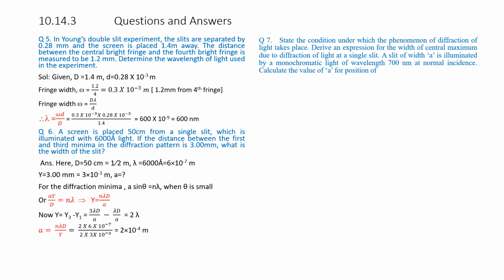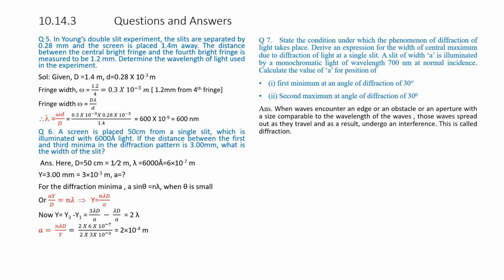Question number 7. State the condition under which phenomena of diffraction of light takes place. Derive an expression for the width of central maxima due to diffraction of light at a single slit. A slit with width a is illuminated by a monochromatic light of wavelength 700 nanometers at normal incidence. Calculate the value of a for the position of first minimum at angle of diffraction of 30 degrees, and second maximum at angle of diffraction of 30 degrees.